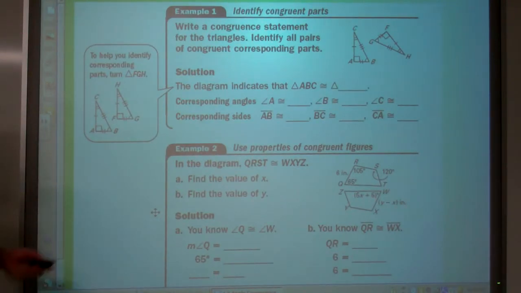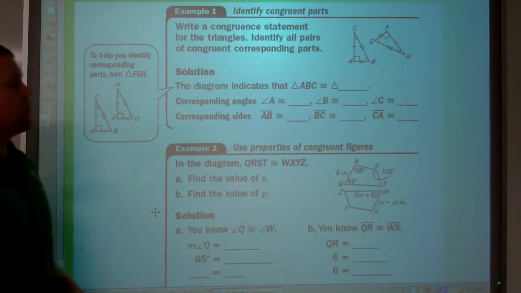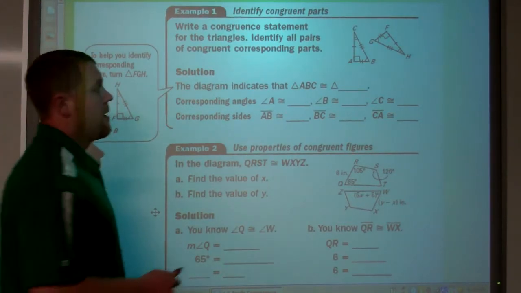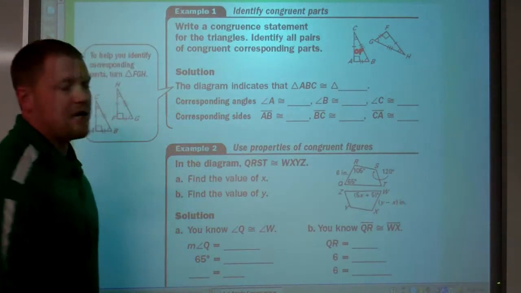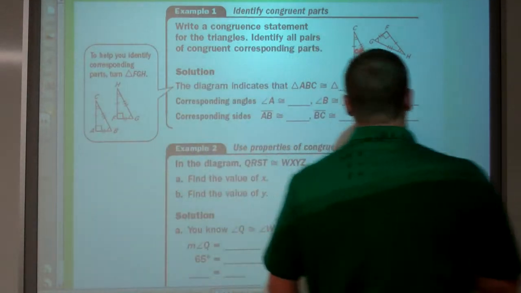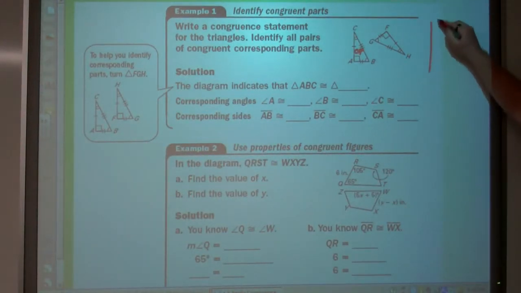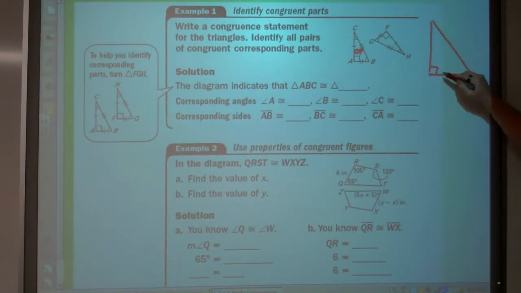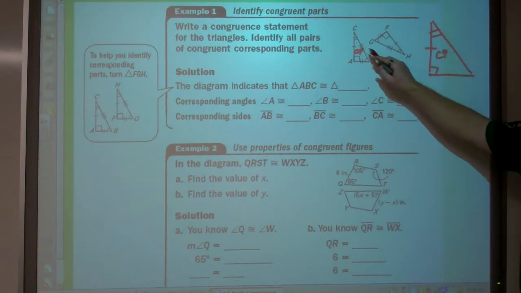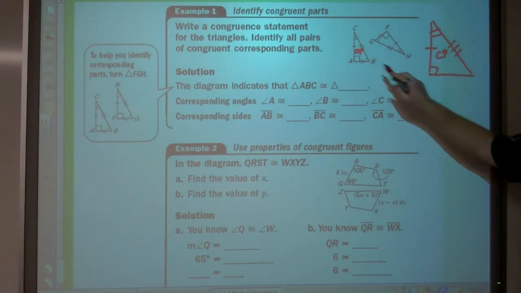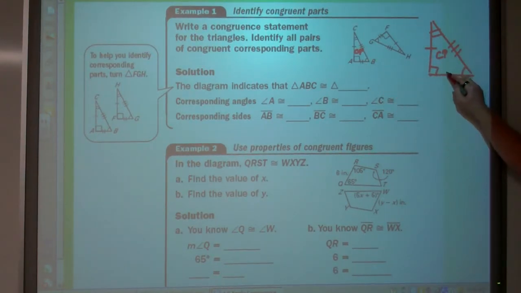Alright, write a congruent statement for the triangles. Identify all pairs of congruent corresponding parts. So again, we want to put these in corresponding position. So if I call this my original position triangle, that means I have to have one that looks the same as that one. So, it means I have a right angle here. This is my corresponding position triangle. I have a single mark there. I have a double mark here, triple slash, single arc, and then a double slash.